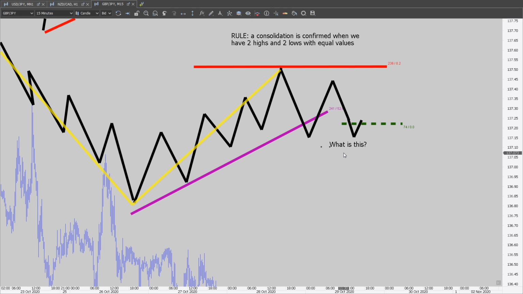What are we looking at? Is this an uptrend? Is this a downtrend? What is this? 1, 2, 3, higher high, higher low, 1, 2, 3. What do you say? Consolidation. How do you know it's consolidation?